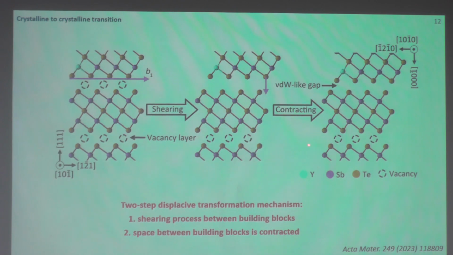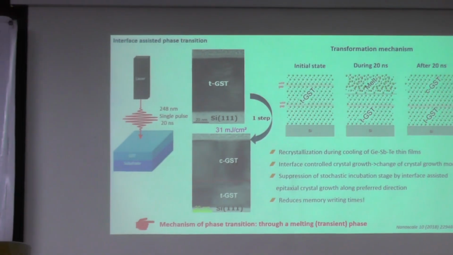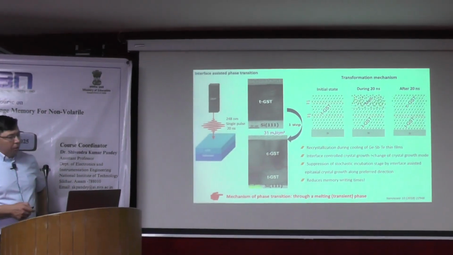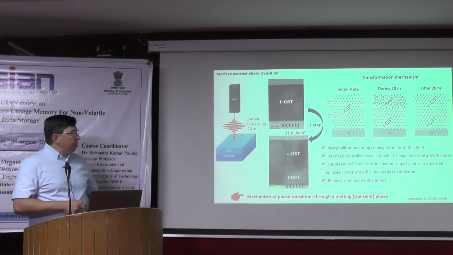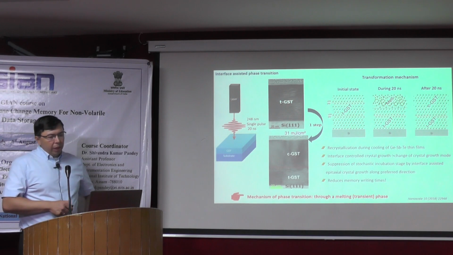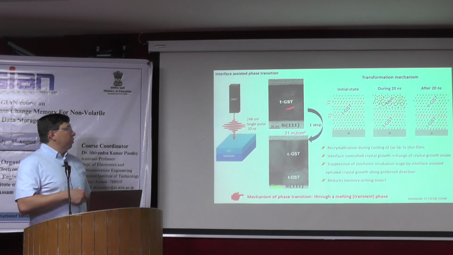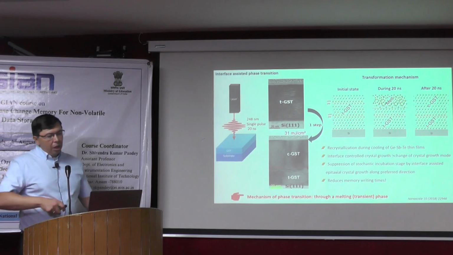They also showed that it's possible to go back from the stable trigonal phase to the vacancy ordered phase, but it's a more complicated process, and actually we have not observed it until now in our work. Also, it's possible to transform between the phases, between TGST and the CGST phase, using a laser. We call this interface assisted amorphization.